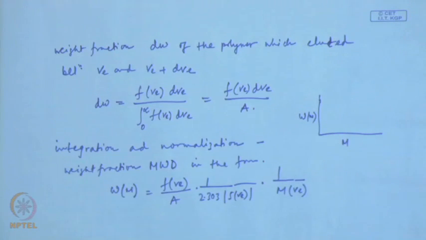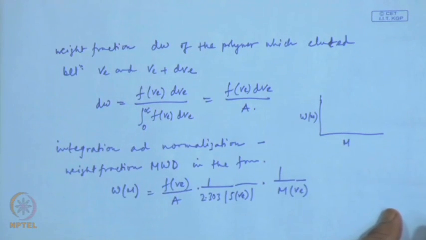So, from the raw data of a GPC trace we can now get the number average molecular weight and the weight average molecular weight, and we can also get Mz, and from the values of K and a we can get Mv also.